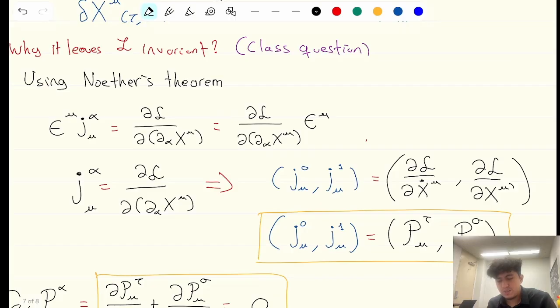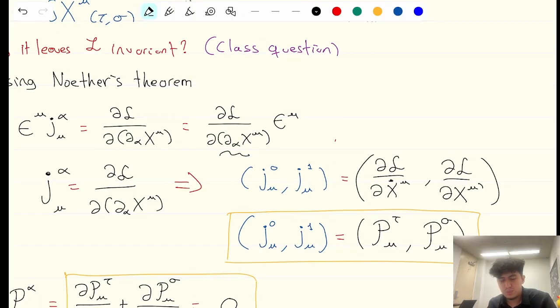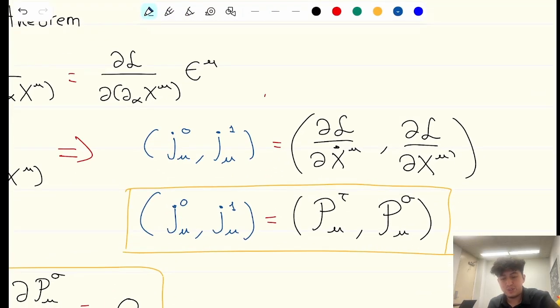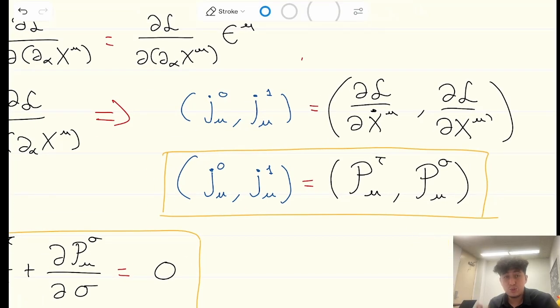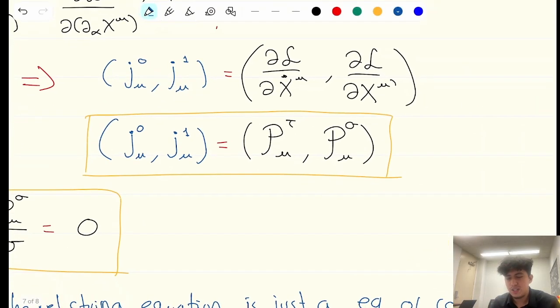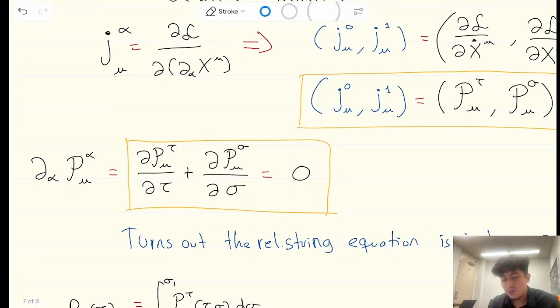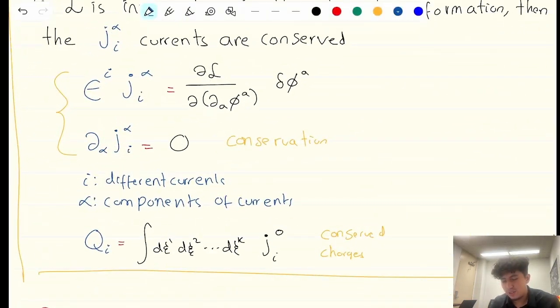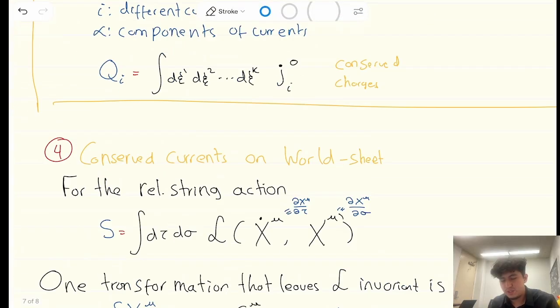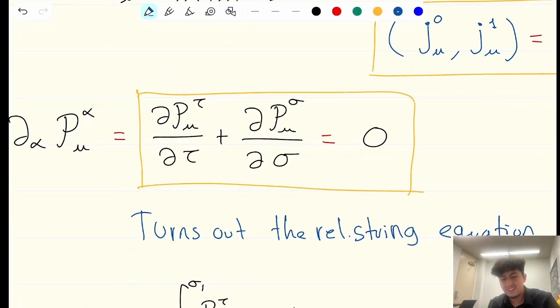We know this partial L, partial with respect to some derivative, was our definition of big P tau and big P sigma. So essentially the two conserved currents for the relativistic string are these two, P tau and P sigma. So if you do the conservation law, or the continuity equation, then we find the relativistic string equation. Cool.